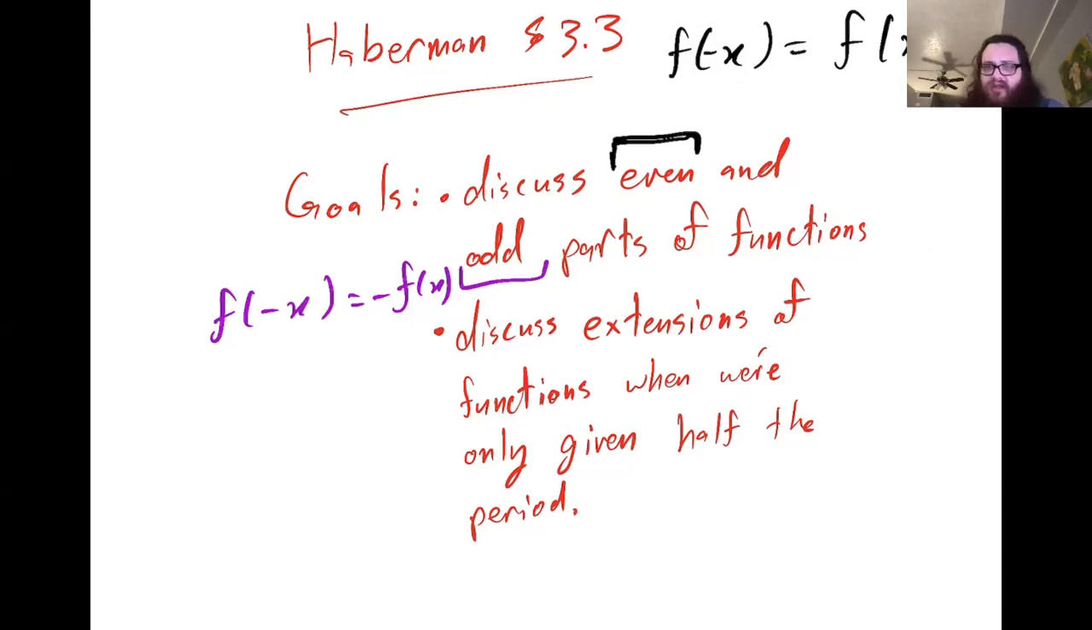Generally, for these Fourier series, we like working with the interval negative L to L. So the question is, what if we're just given information about the function on half of the interval, like 0 to L? How do we extend it? What are other ways of working with it, et cetera? Okay.